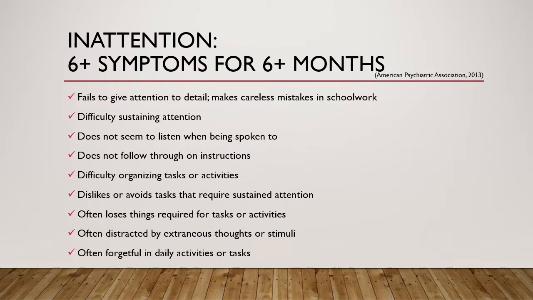Difficulty sustaining attention. This can be at school or at play. An example may be a child is unable to remain focused during sustained reading or during a long game. The child does not seem to listen when being spoken to. They may seem distracted even though no obvious distractions are present. The child does not follow through on instructions. An example of this may be failing to complete household chores correctly.